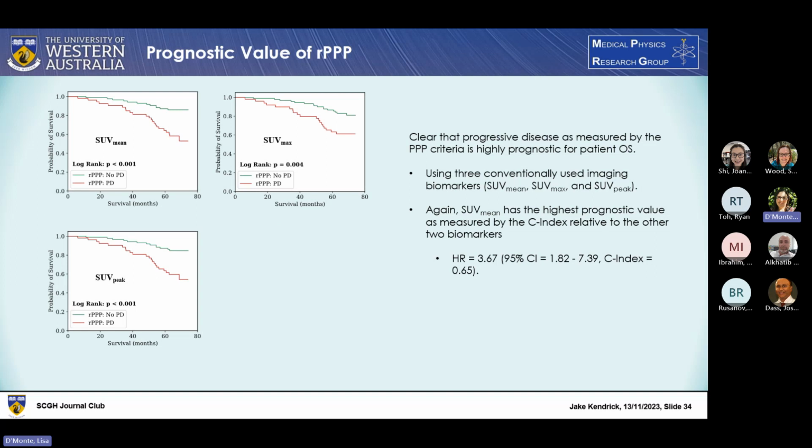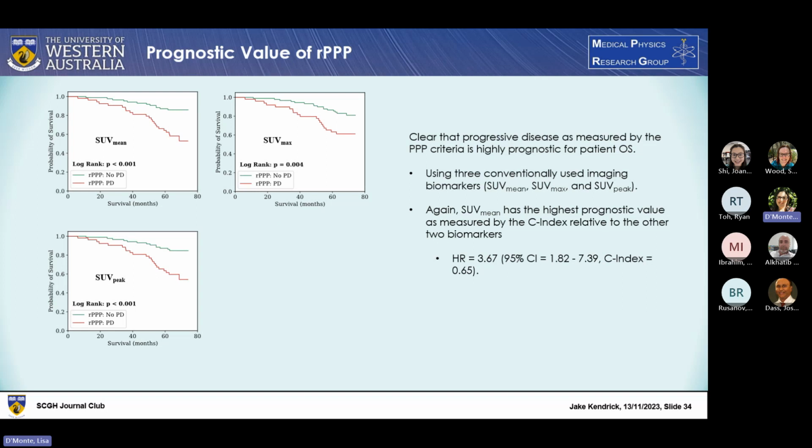But basically what we found is that regardless of the metric that we chose here, this PPP criteria is prognostic for patient survival. And again, SUV mean actually demonstrated the highest prognostic value as measured by the C index. So we have multiple different frameworks that we can use to assess progression at this stage of disease. We've got the PPP criteria here. We've got the interpretation of systemic, mixed, and no progression patients, where we can further define progression into that systemic and mixed categories.